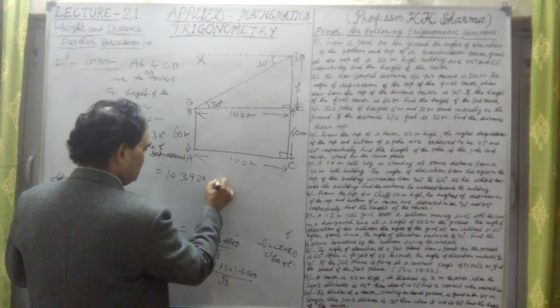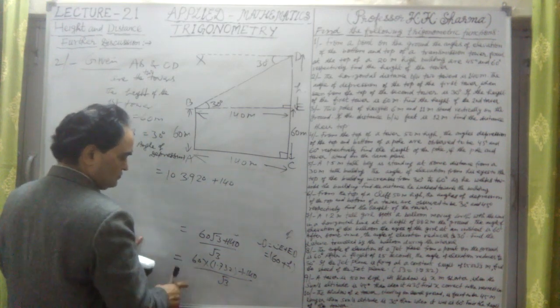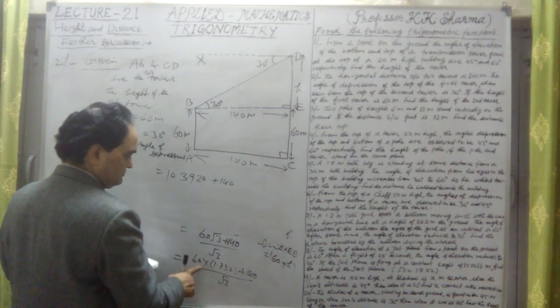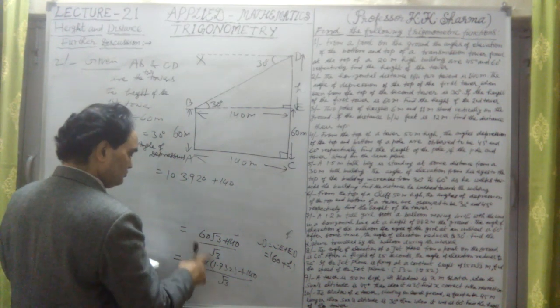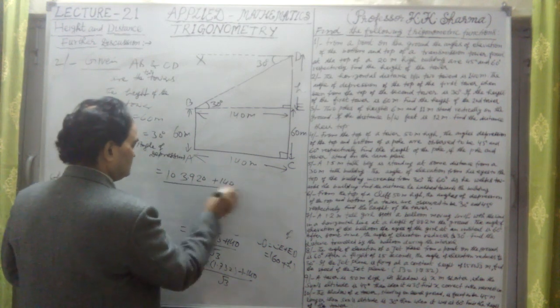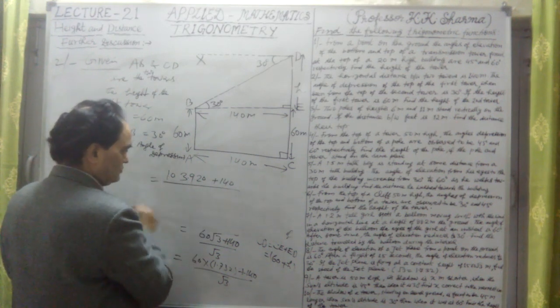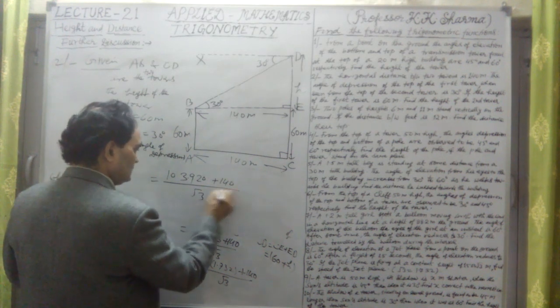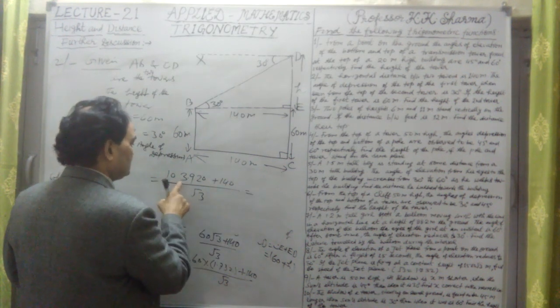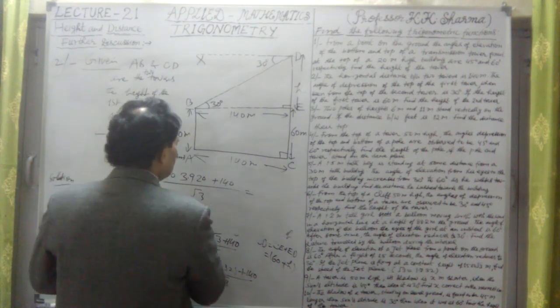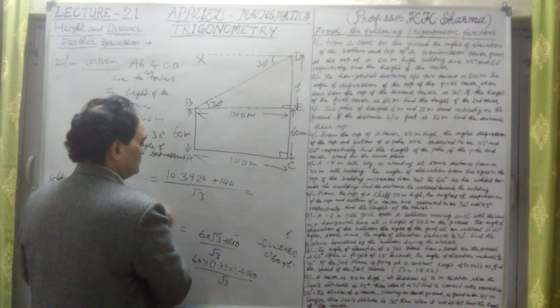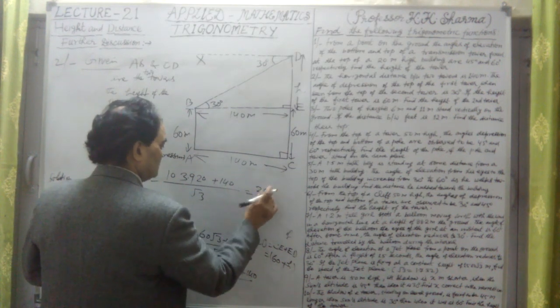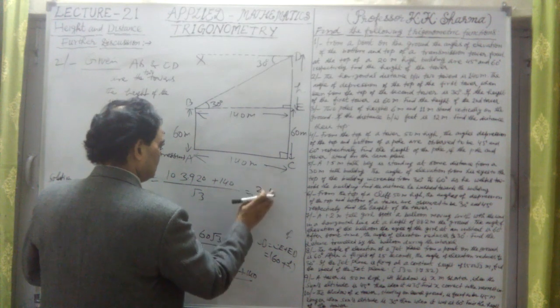This value plus 140. Okay, so this is the value we have finally got. Now let me add them. Divide by root 3. It gives us 103 plus 140, which will be 243.